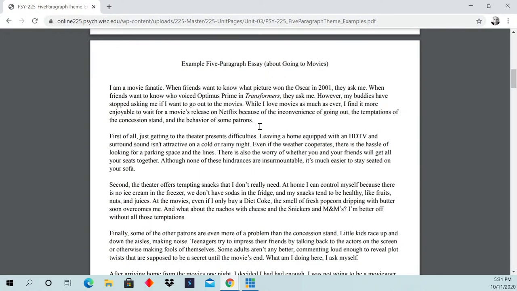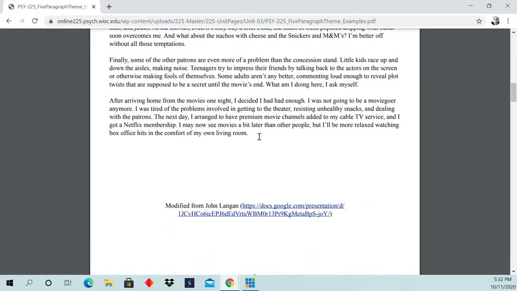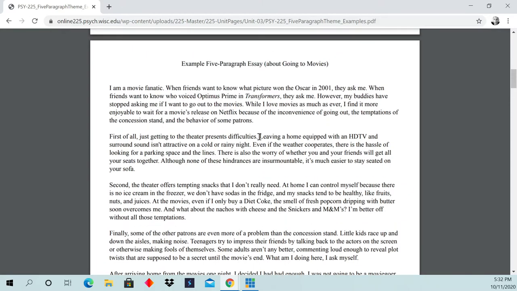Obviously, the topic is movies, and the assertion is it's more enjoyable to wait for movies to release on Netflix. That's the assertion. That's the argument that this author is going to make. Why? Here are the three main points. Because of the inconvenience of going out, number one, the temptations of the concession stand, number two, and the behavior of some patrons, number three. Okay? So, our first main point should be what?